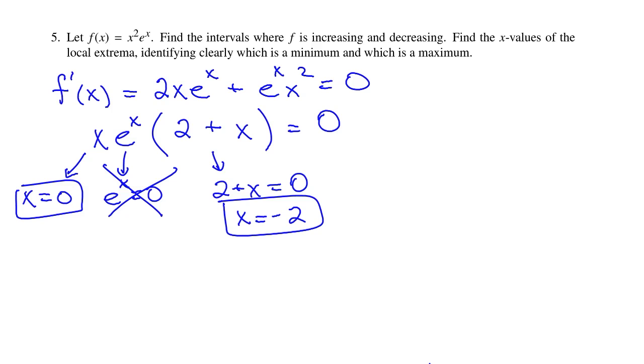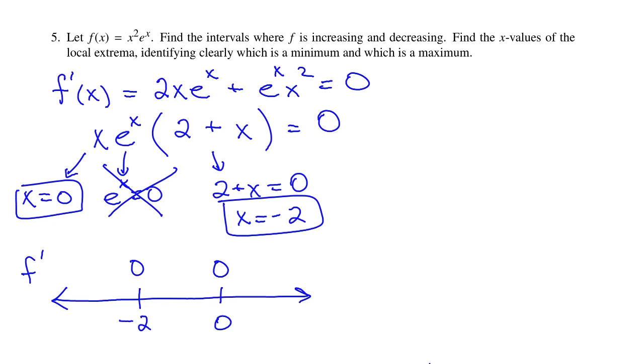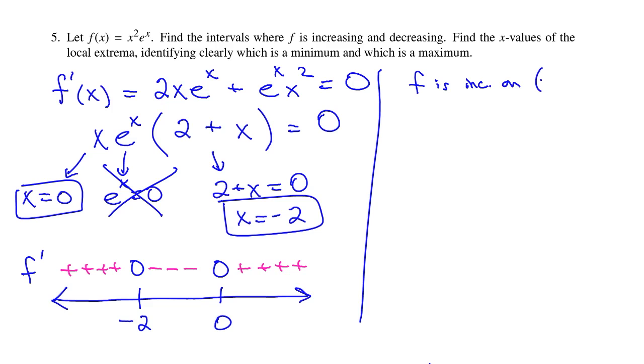We have 2 critical values, so let's do the sign chart. Putting them in order, we're going to have -2 and 0. These come from zeros. And then we will test the values, and we'll find we have positives, negatives, and then more positives. Therefore, f is increasing on -2 to 0 union 0 to infinity. F is decreasing on -2 to 0.